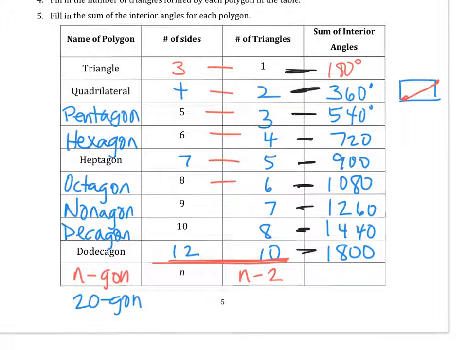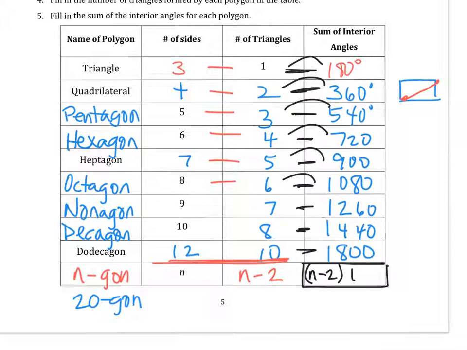Multiply by 180. 1 times 180 is 180. 2 times 180. 3 times 180. 4 times 180. 5 times 180. So what should I write down in the big box? N minus 2 times 180 is correct.